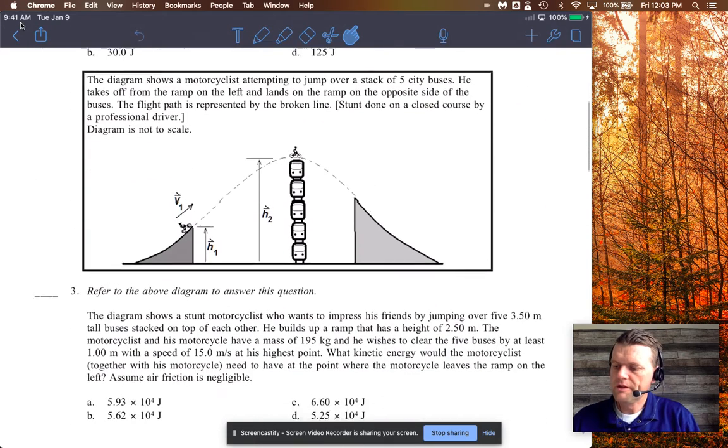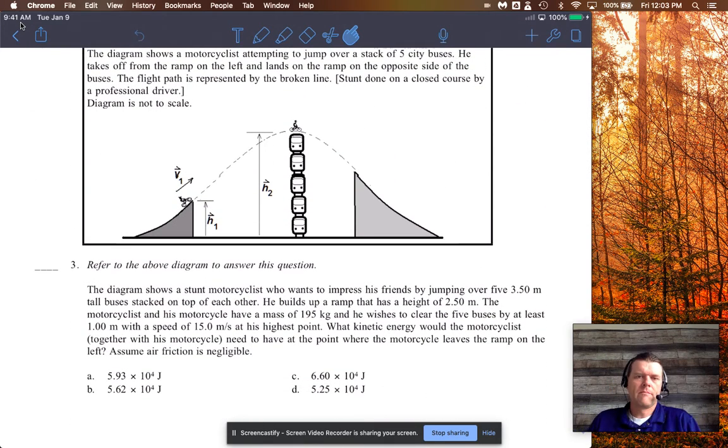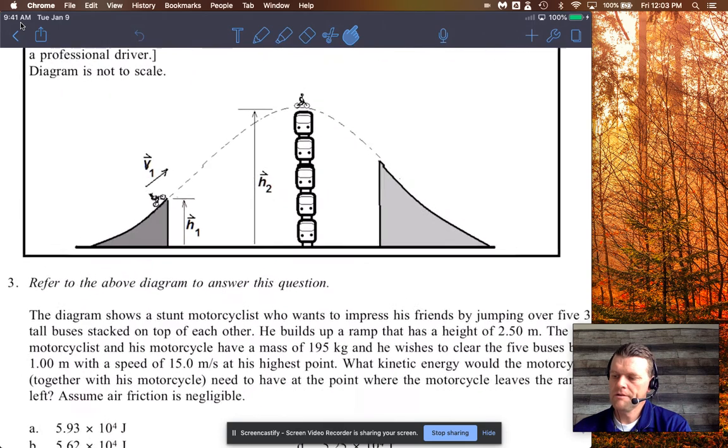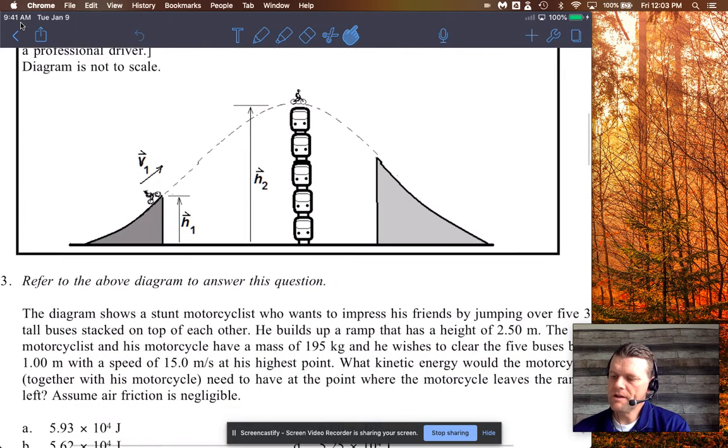This one shows this guy on a motorcycle jumping off a ramp, and he's clearing 5 buses. He wants to clear them with a height of 1 meter with a speed of 15 meters per second at his highest point. For this question, I know there's a lot of information here. It does say assume that air friction is negligible. So that means it's isolated.